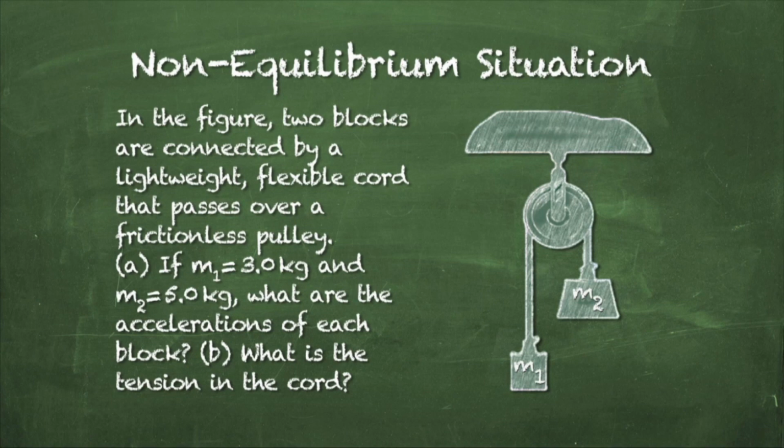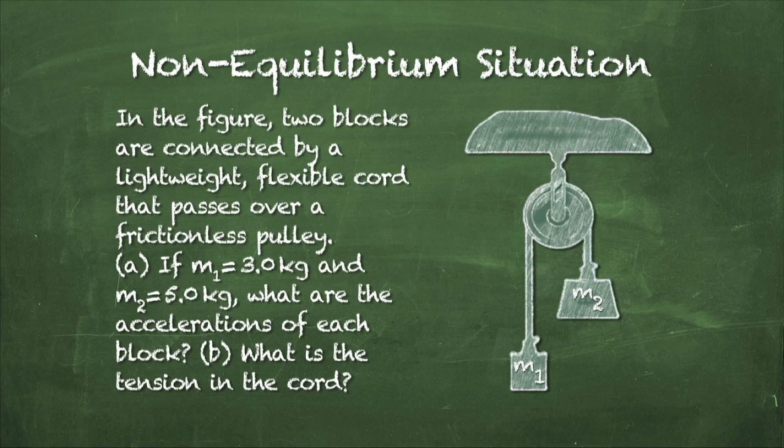If one is accelerating at 1 meter per second squared, then the other also must be accelerating at 1 meter per second squared. Maybe in a different direction, but the magnitude of the two accelerations have to be the same. The other is that the tension in the rope is the same on either end. So the acceleration of the blocks is the same and the tension is the same.